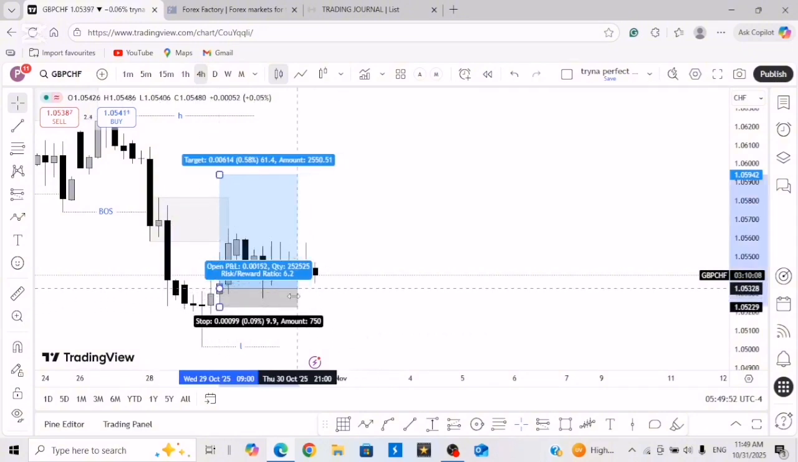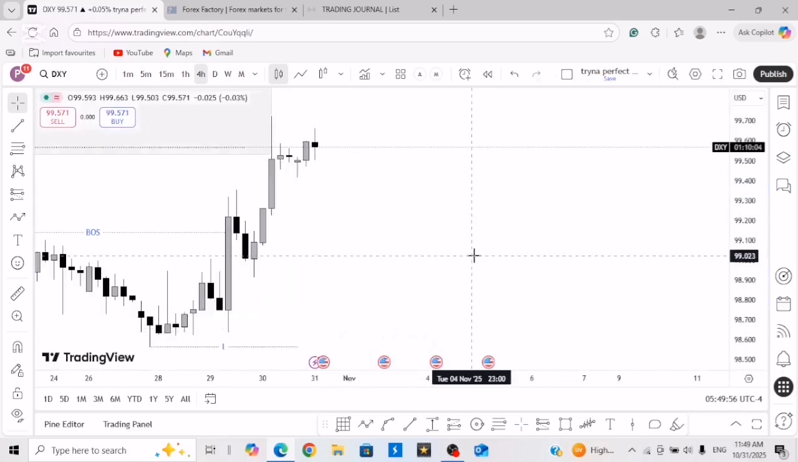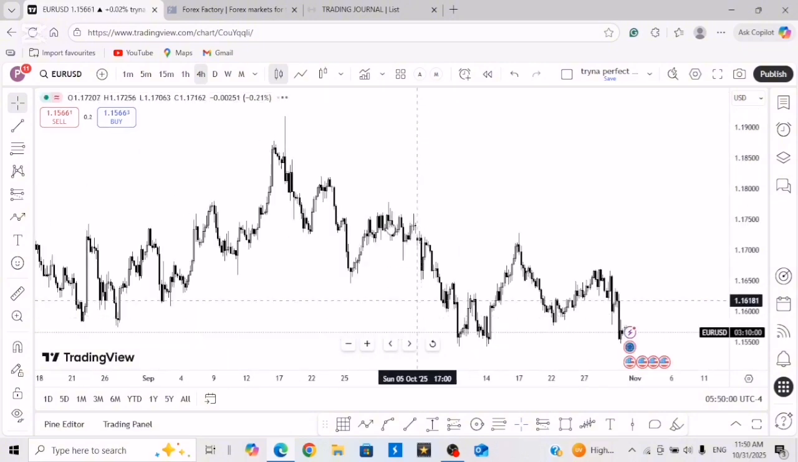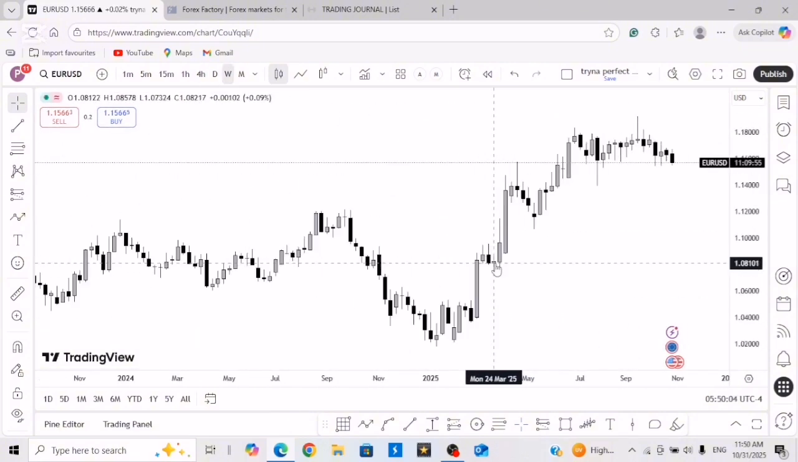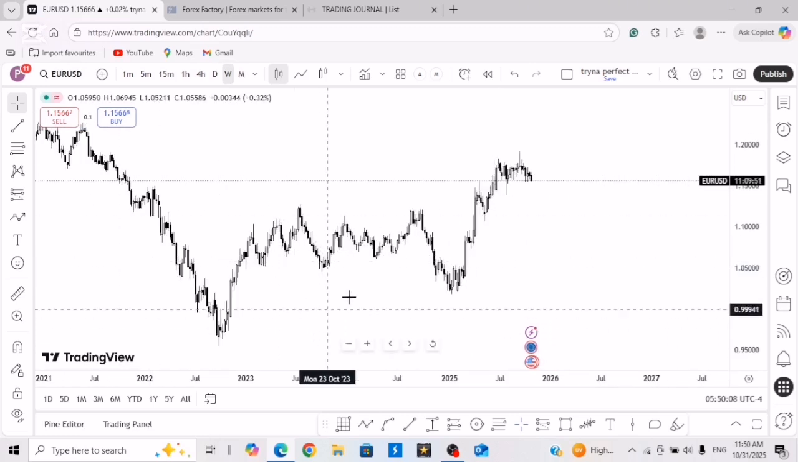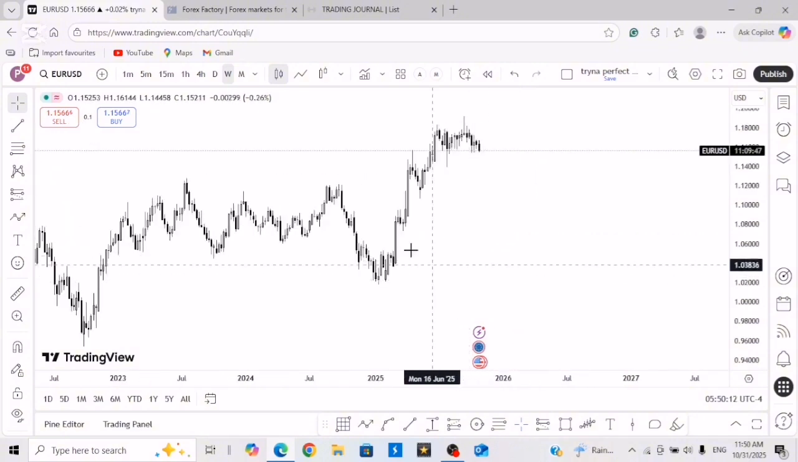So for the week, we made some profit. That's good. But then let me quickly give you the EURUSD analysis, just based off the weekly, right? Yeah, I'm gonna start analyzing on the weekly.